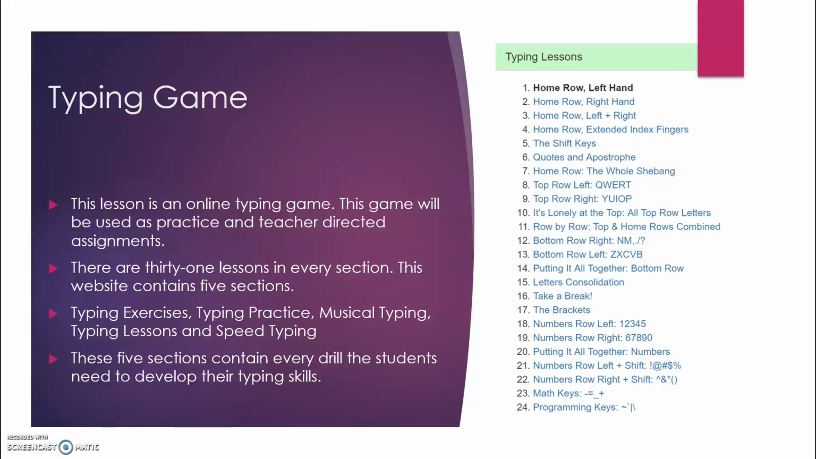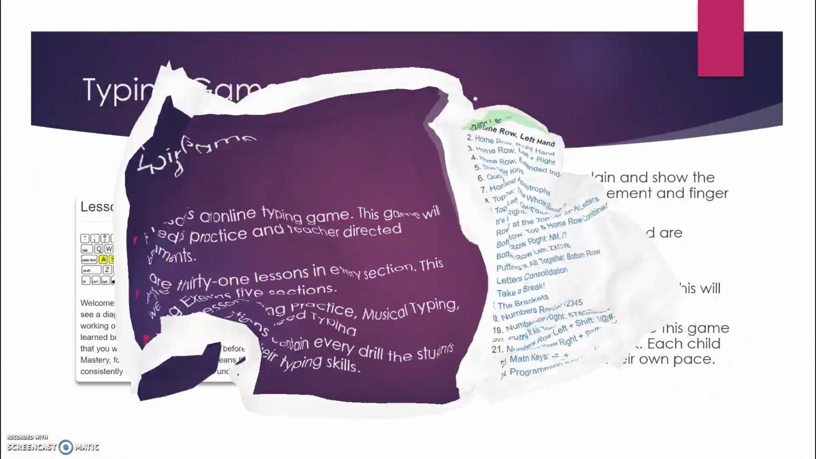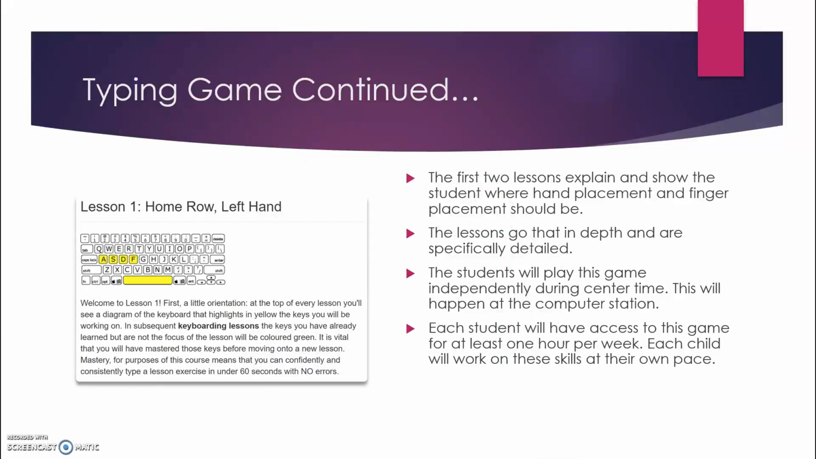Now, these 5 sections contain every drill that students need to develop their typing skills. To the right here are just 1 through 24. That's all I could fit. But these are the titles of what these lessons are. Now, the first 2 lessons explain and show the student where hand placement and finger placement should be. This is really neat because the lessons go that in depth and are specifically detailed.